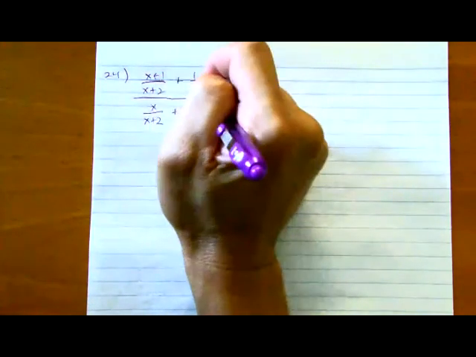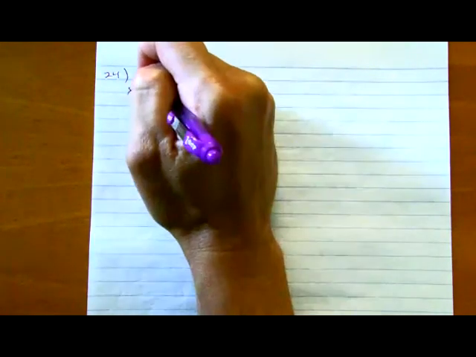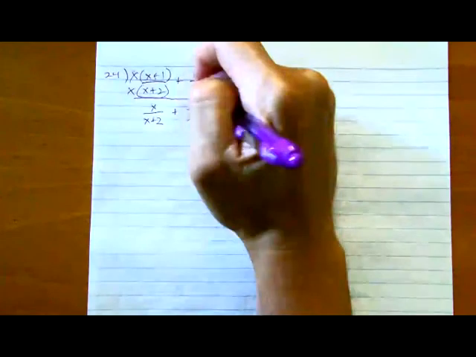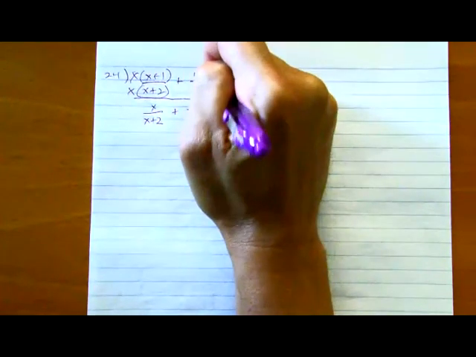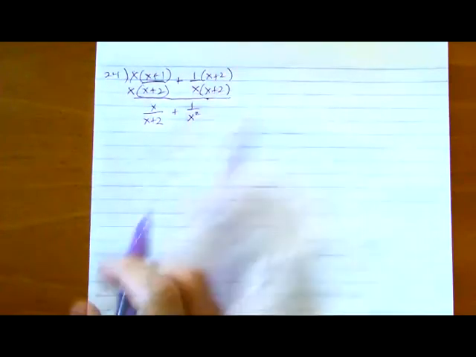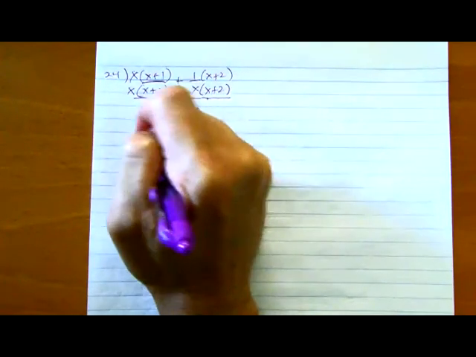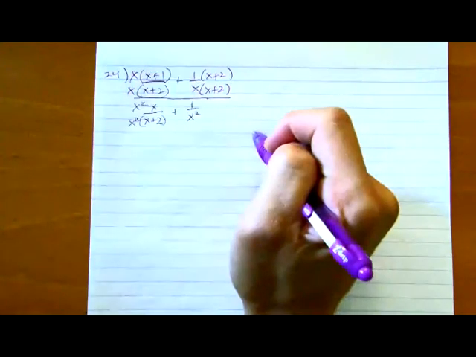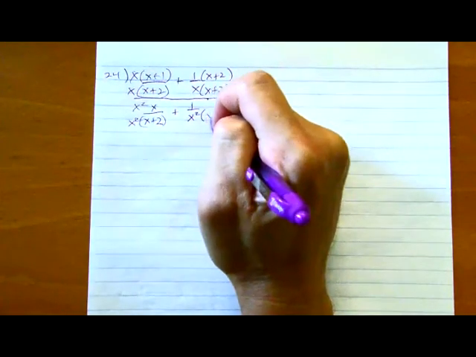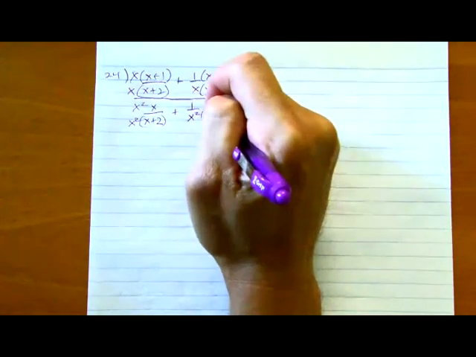I can multiply this one by the x. That's what's missing from this fraction. Multiply this one by x plus 2, top and bottom. Multiply this one by x squared, top and bottom. Multiply this by x plus 2, top and bottom.